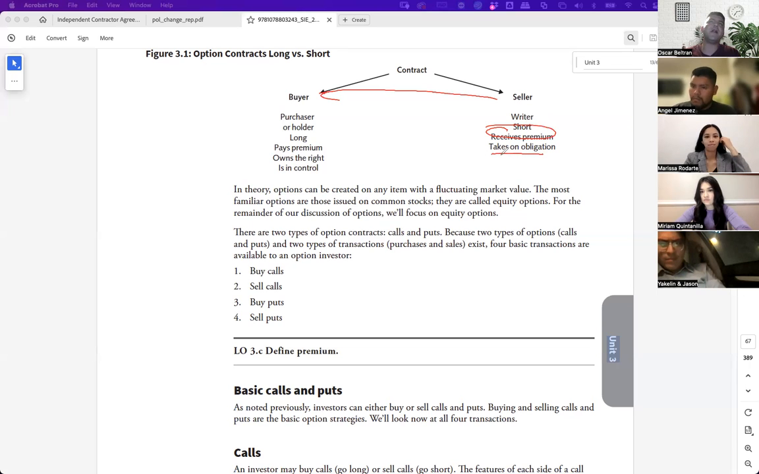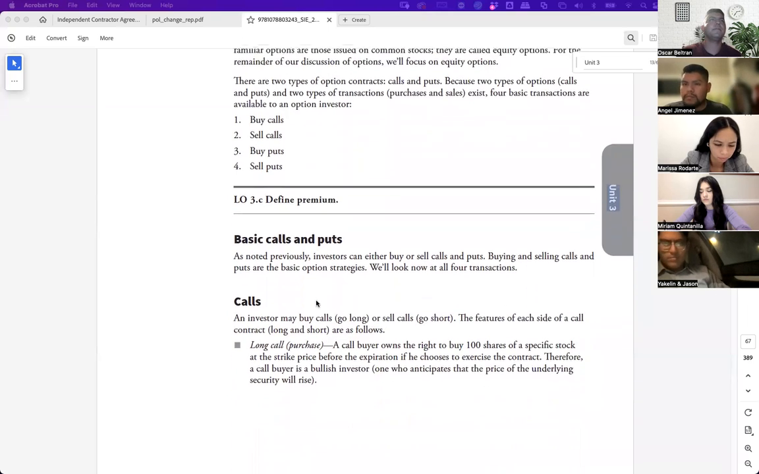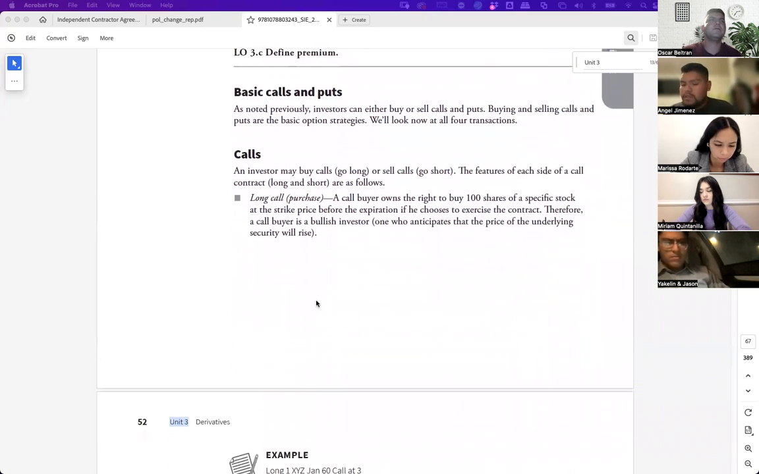Right here it talks about an obligation, because if the buyer exercises the contract, the seller is going to have to do whatever that contract says, whether it's to buy or to sell. Okay, let's keep on going.